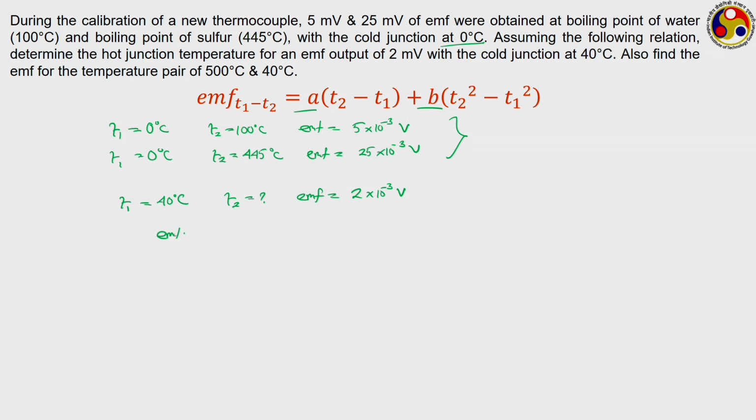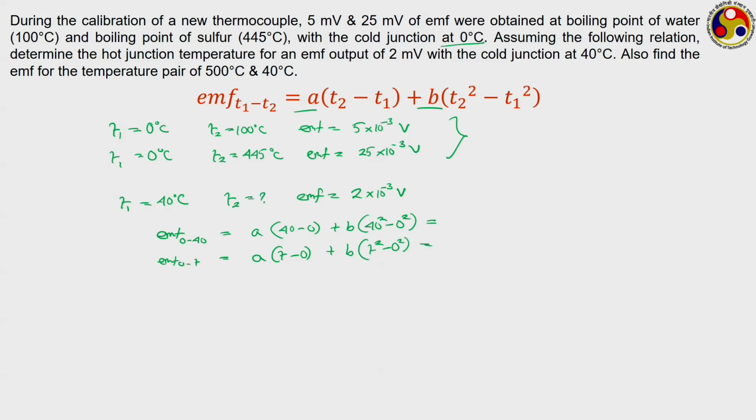See, the EMF corresponding to 0 to 40 we can easily calculate by putting the values of E equal to A into (40 minus 0) plus B into (40 square minus 0 square), which is something you will be getting based upon the values of A and B. And in the second case, EMF corresponding to 0 to some unknown temperature T will be A into (T minus 0) plus B into (T square minus 0 square), again something you are going to get.